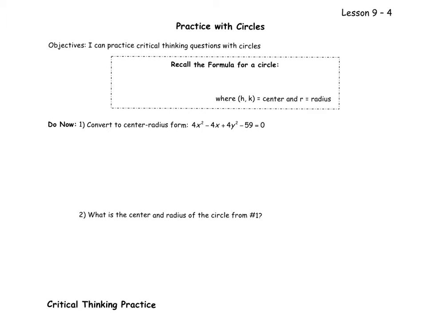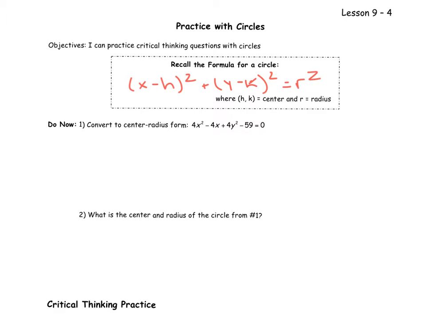So today we're going to be just doing a little bit more practice with circles. Again, this is something you should have learned in geometry, but we're just going to get a little bit more practice with this equation. Now you should remember from our last lesson, the equation for a circle is (x minus h) squared plus (y minus k) squared is equal to r squared, where h and k are the coordinates for the center of the circle, and r is the radius.